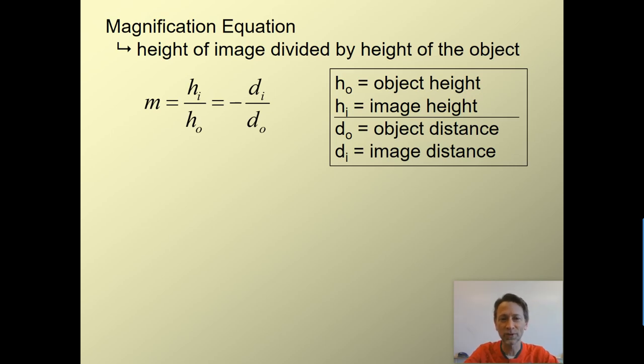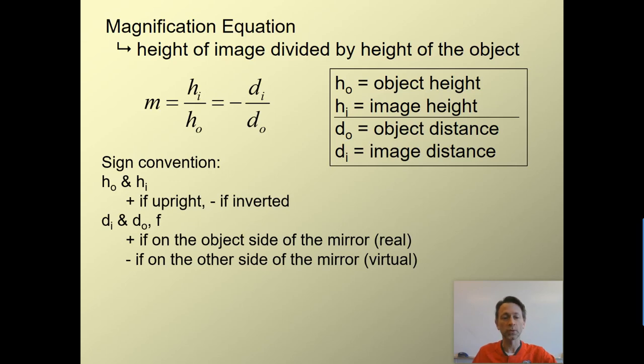So notice that it's just ratios. In both cases, the i's are in the numerator, the o's are in the denominator. So think through that if I have a height that is twice as big on my image than the object, then I'm going to end up with a magnification of 2 because of that ratio, which means that my image would be larger instead of smaller, right?